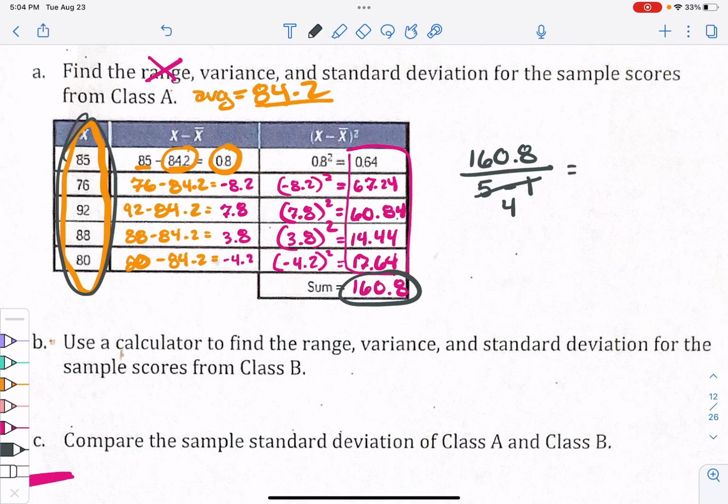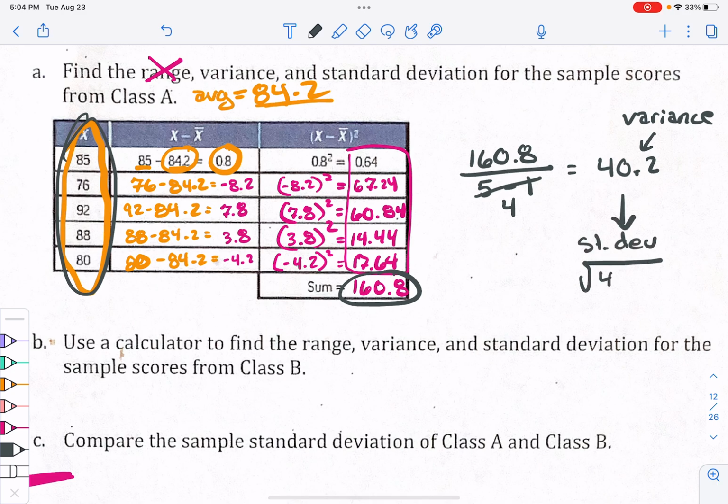And 160.8 divided by 4 is 40.2. This number is called the variance. And then to get to the standard deviation, all you do is you take the square root of that number. And the square root of 40.2 is about 6.34. That is what your standard deviation is.